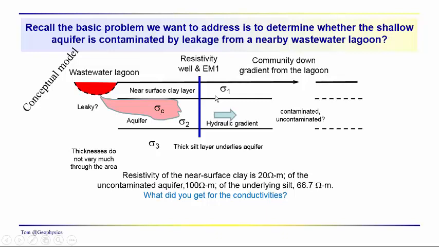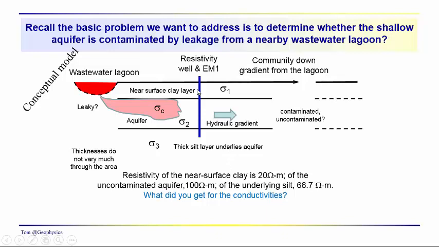The geologist also tells us that the aquifer is 20 meters thick, on average, and doesn't vary too much in this area. It's a fairly small area. This near-surface layer of clay is 10 meters thick, again, not too variable in thickness. And so down at about 30 meters, the aquifer is underlain by a layer of silt.